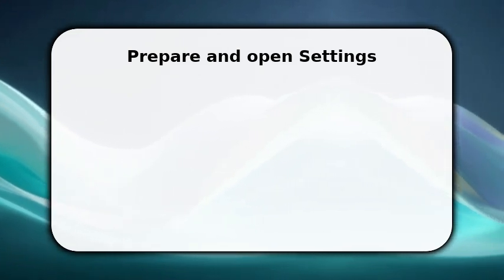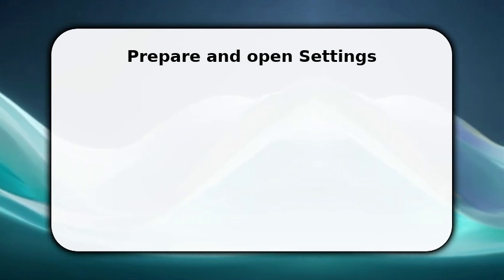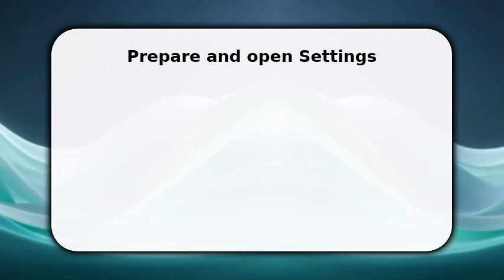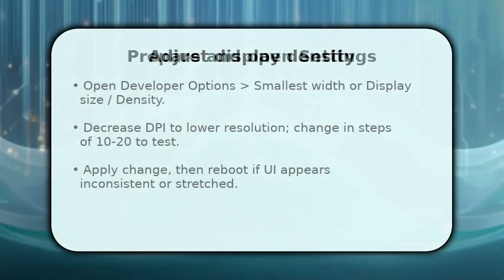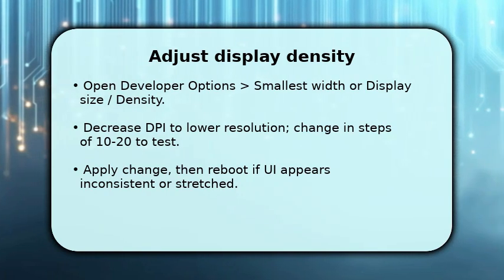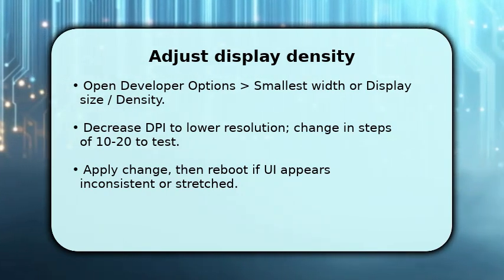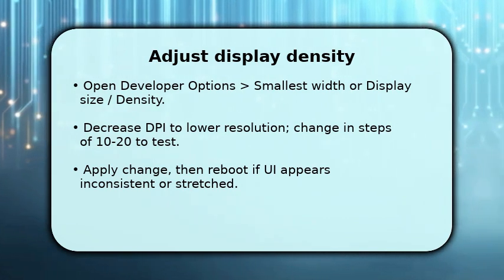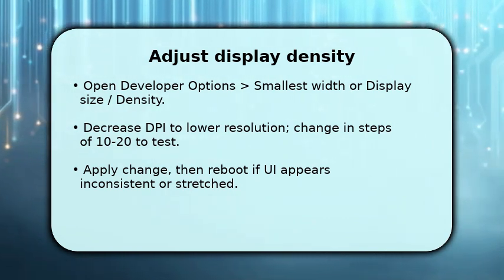Now move to Display Settings and keep an eye out for density or smallest width options, because those are what we'll adjust next. You'll find the key control under Developer Options labeled Smallest Width or sometimes Display Size. On some devices, it's called DPI or Density. Lowering that number reduces effective resolution.